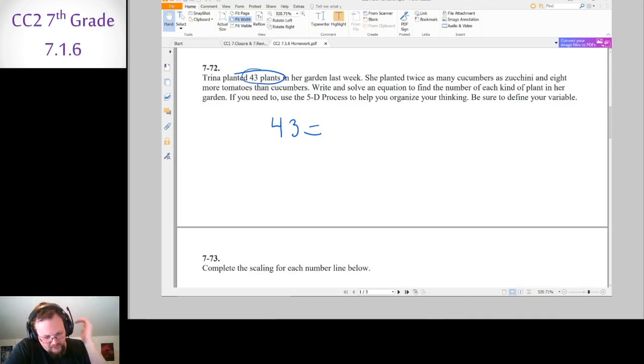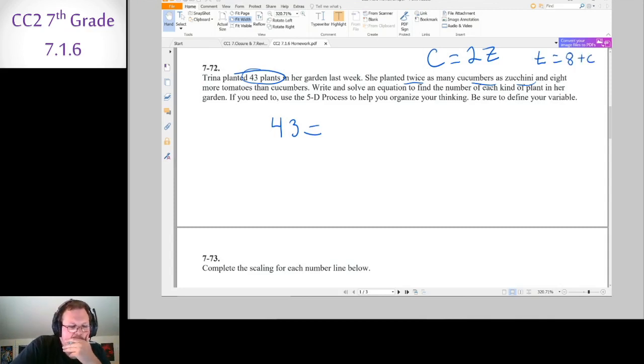And then you start reading it. You say, okay, she planted twice as many cucumbers as zucchini. Okay, well that just means that 2 times the cucumbers is equal to the zucchini. Oh, I'm sorry. Twice as many cucumbers as zucchini means that the cucumbers is equal to 2 times the zucchini. Apologies. And it says that she planted 8 more tomatoes than cucumbers. So the tomatoes is equal to 8 plus the number of cucumbers.